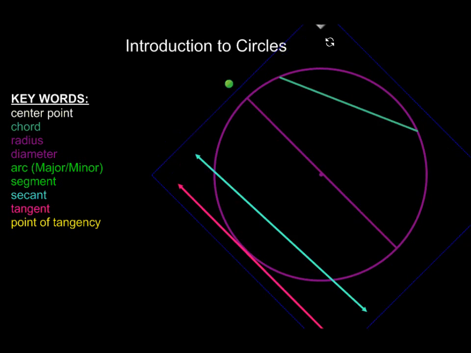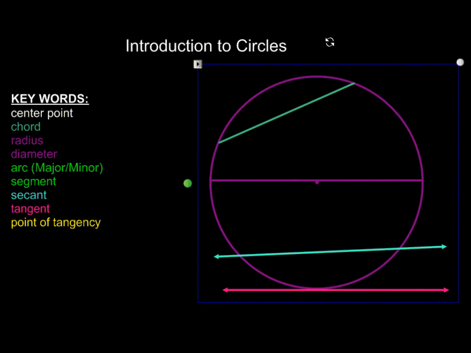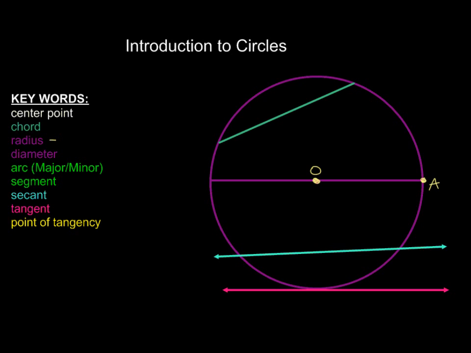So on our circle here, I'm going to just go ahead and start labeling some of these parts. So we already know what the center point is. That's just the center of the circle. I'm going to label that as point O for our center. And we already know what a radius is. The radius goes from the center point to any point on the circle. So I'm going to label that as OA. And that is a segment. So I'm going to say my radius over here is segment OA.